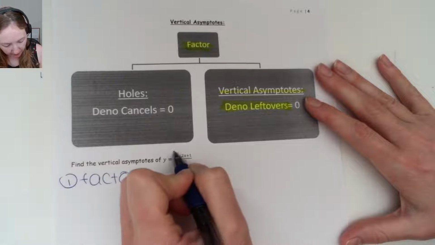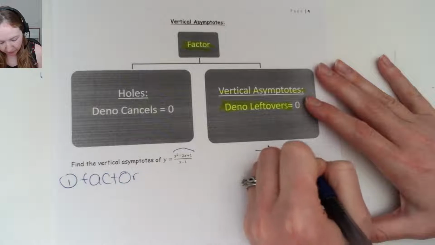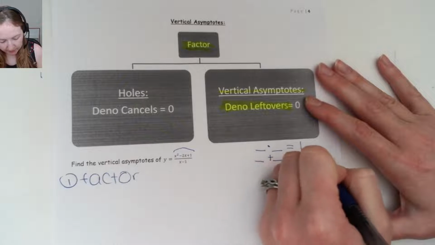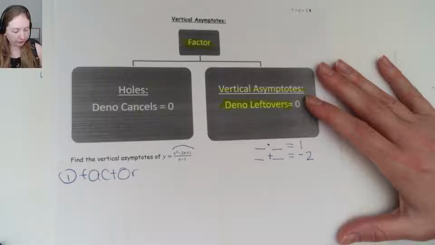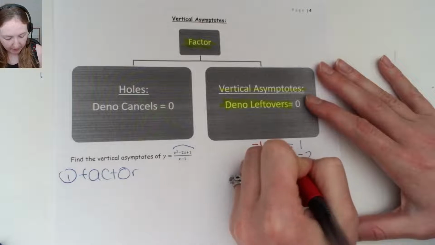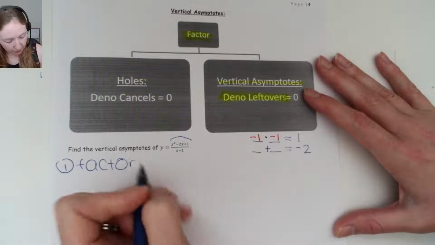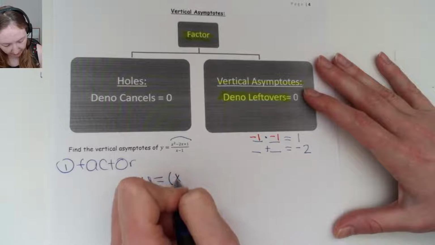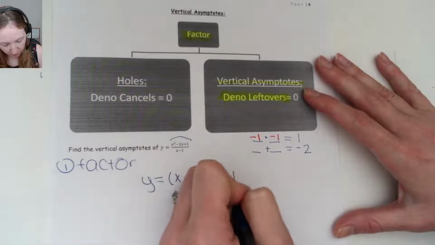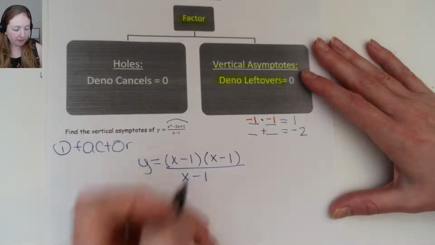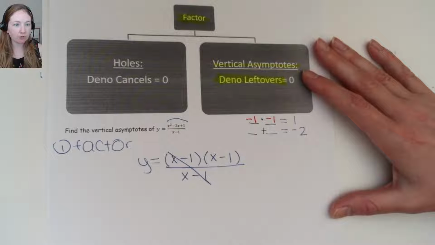And so here I would think about factors of the first times the last. So factors of 1 that add up to -2. And those factors would be -1 and -1, which multiply to 1 and add to -2. So this factorization would look like (x - 1) over (x - 1). And you'll notice here that these (x - 1)s do cross out.